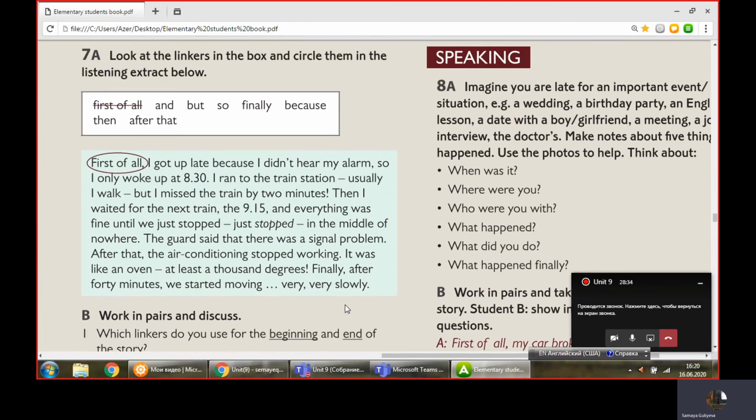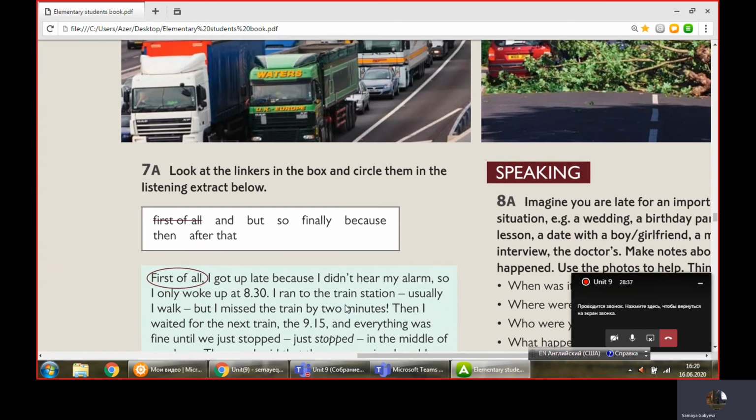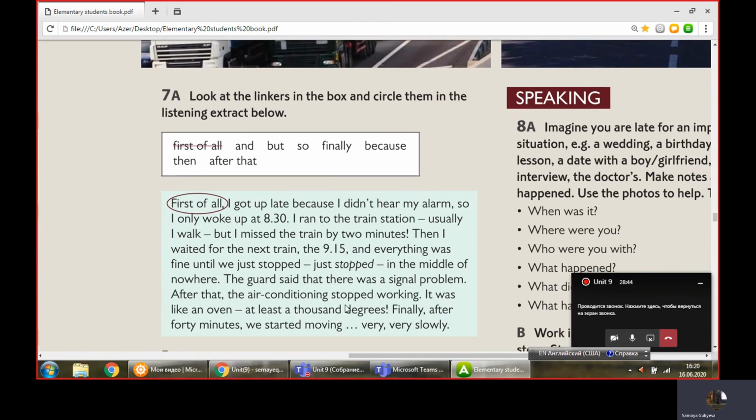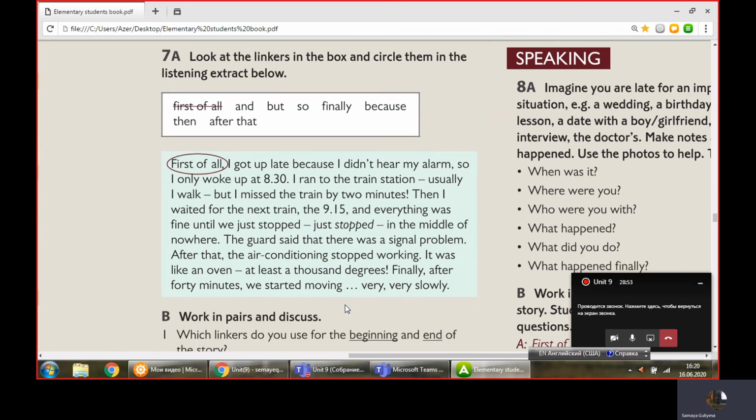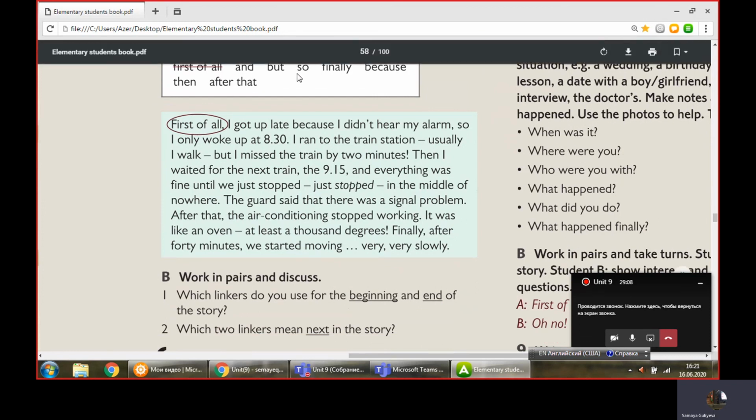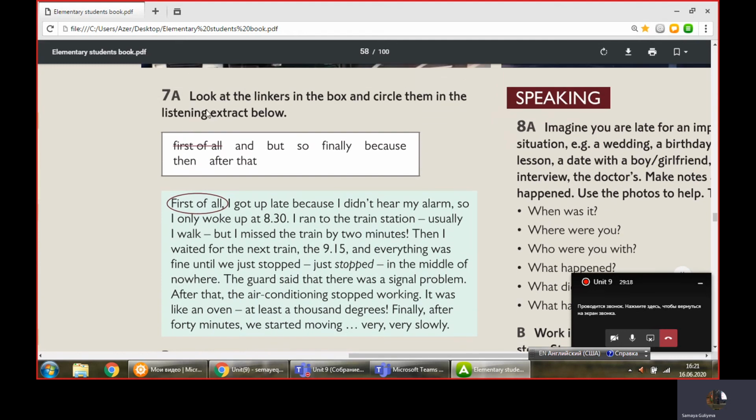And the last test for this unit and for this part is linkers, using linkers. We use linkers to add extra information, or to show something negative, or to show our attitudes. All of them are essential when you write an essay or when you speak, because they make your speaking more natural. They are: first of all, and, but, so, finally, because, then, after that. Underline or circle them in the listening extract below.